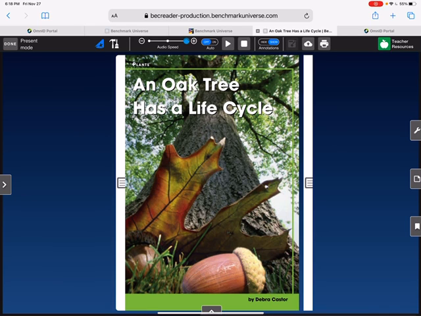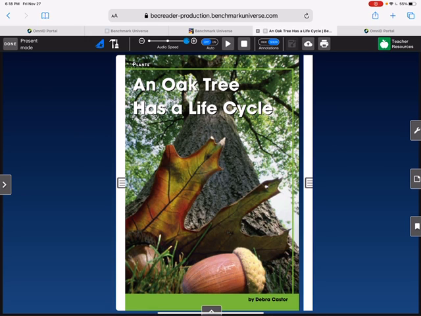And how about as the tree is growing? What happens to the tree as it's growing? Then think about the end of an oak tree's life. What happens as that oak tree is dying? What would it look like? How big would it be? Thinking about all of those things helps us kind of wrap our brain around what we're going to be reading.